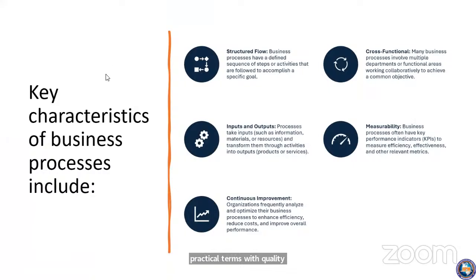Now, what are the key characteristics of business processes? Business processes have structured flows. And this is where it becomes so interesting. While operations could work interdependently, processes don't work like that. Processes are interconnected. Processes are stepwise, such that if you miss a step in that whole process, you might miss the expected outcome.